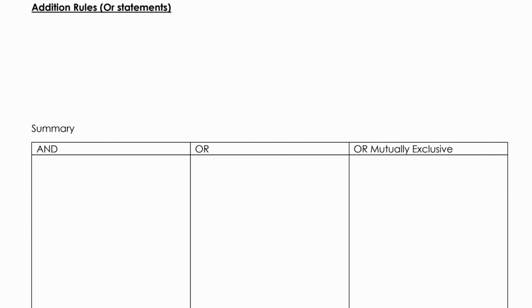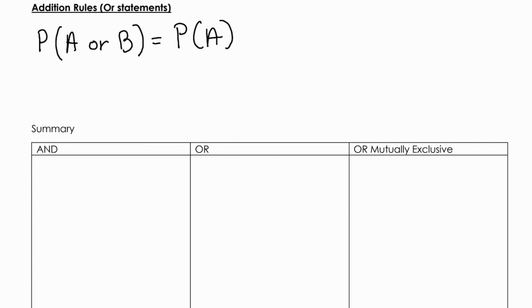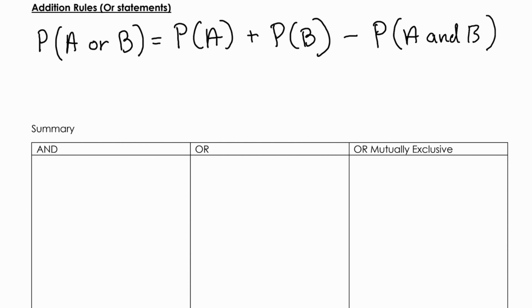Now when you're using OR statements and you're trying to find the probability of event A or event B happening, we're going to use addition. So the formula for OR statements, I would have the probability of A or B happening would be equal to finding the probability of event A happening plus finding the probability of event B happening, and then we're going to subtract off the probability of event A and event B happening.